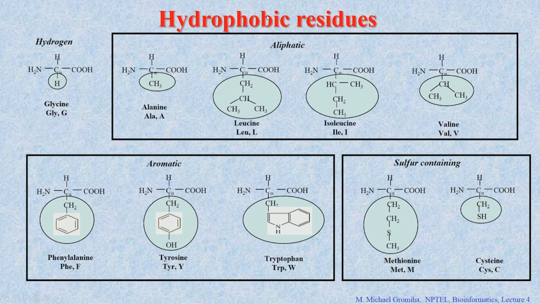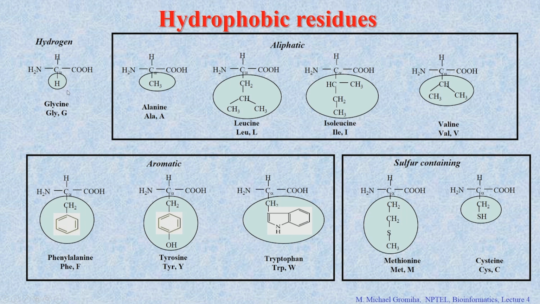For simplicity, I classified 10 amino acids as hydrophobic and another 10 as hydrophilic. In the hydrophobic amino acid residues, I made 4 classifications. The first one is glycine, because it has no side chain. N, C alpha and C are the main chain atoms, and the side chain is an H.